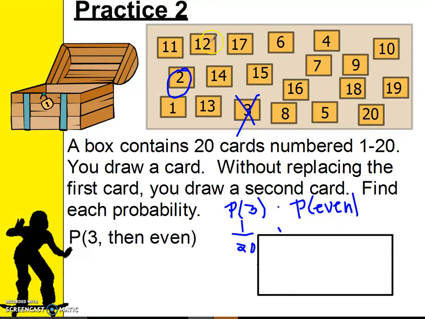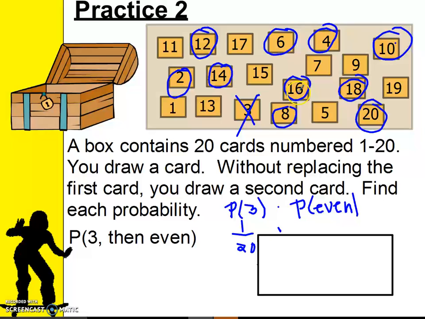So we have 2, 12, 14, 8, 16, 6, 4, 18, 20, and 10. So we have 1, 2, 3, 4, 5, 6, 7, 8, 9, 10. We have 10 out of 19. We can simplify the diagonal. So top times top is 1. 2 times 19 is 38. So 1/38.